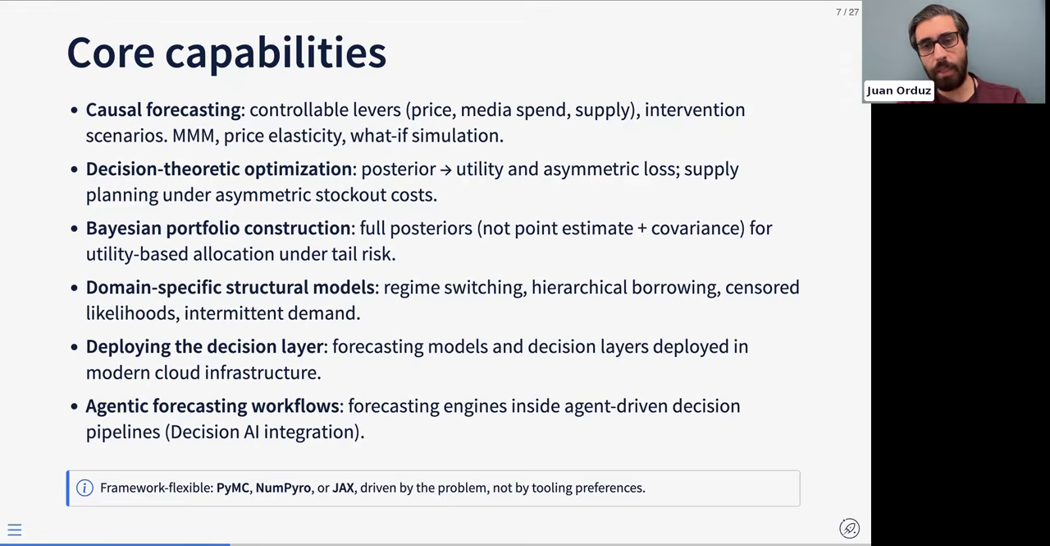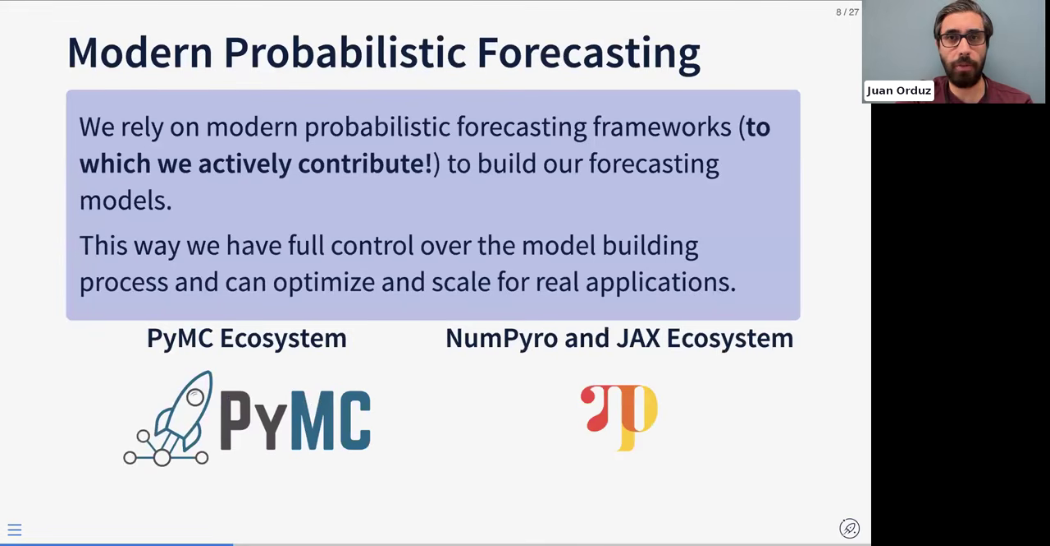And with the initiatives on decision AI, we have seen that for both the forecasting model development and the decision layer, the agentic side can be very, very useful. So this is something that we are very interested in at the lab and would love to hear your thoughts about, let's say, if this resonates with you.